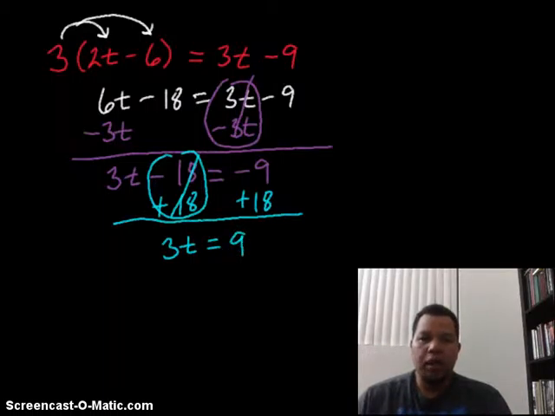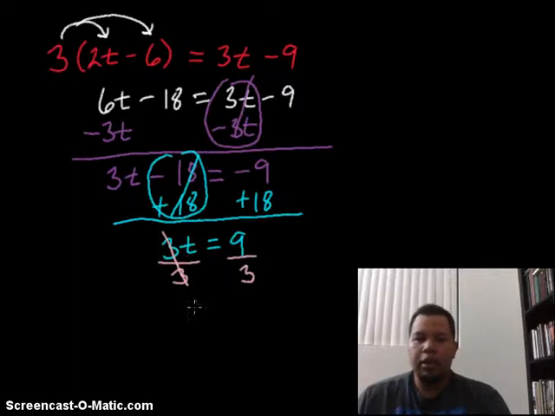And once again, I need to use my property of equality here. Since 3 is multiplying times t, to cancel that, I do the opposite, which is divide by 3. And once again, to keep that equality, whatever I do to one side, I do to the other. So I have to also divide the right side by 3, leaving me with t equals 3.